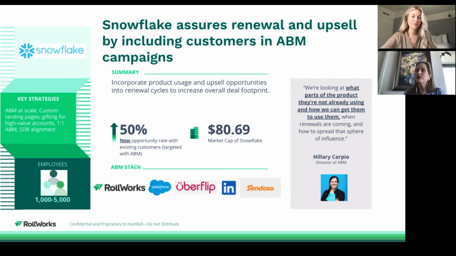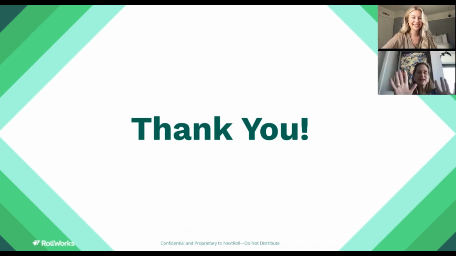And just a reminder here, market cap of Snowflake, when I checked this morning, was over $80 billion. Not $80.69, 80 billion. I forgot the B there. So that is from reach to revenue to renewal and retention. Not quite 15 minutes, but 15 stories in about 17 minutes.